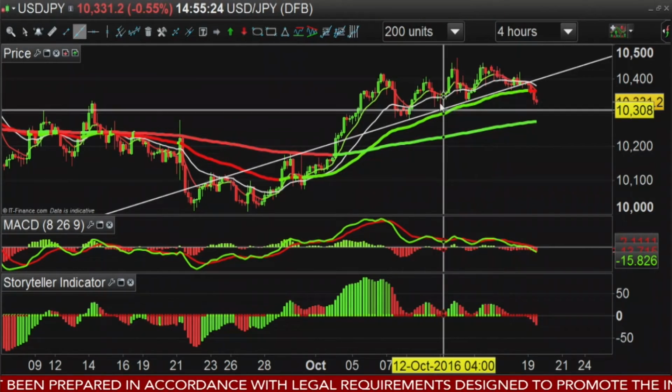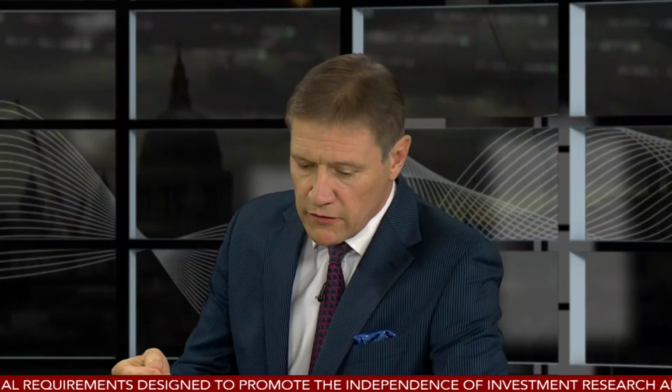One of the things we were talking about before we went to air on this is your symmetry, or I think it's called Fibonacci expansion. You were talking about how this can help you identify the trade as well. What sort of process did you use there?